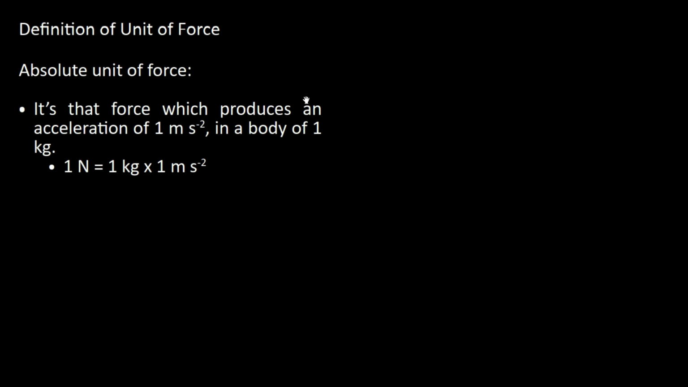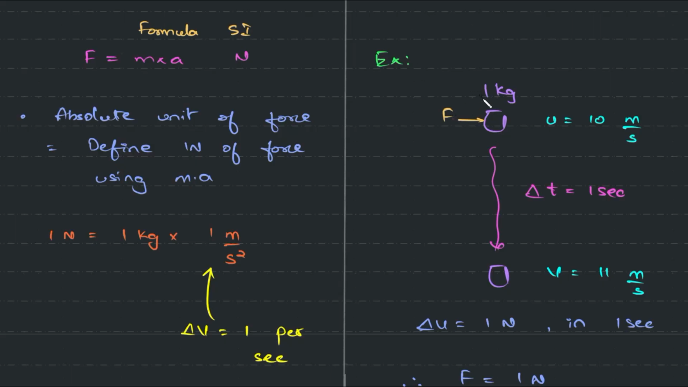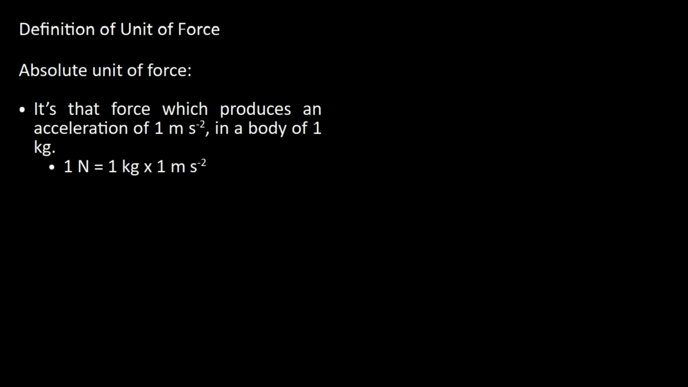Okay, it's a very simple statement. If I take up a 1 kg mass and apply a certain force, and the velocity changes by 1 meter per second and the duration of me applying the force is 1 second, then the force is said to be 1 Newton. That's it. Right? So that is your definition.